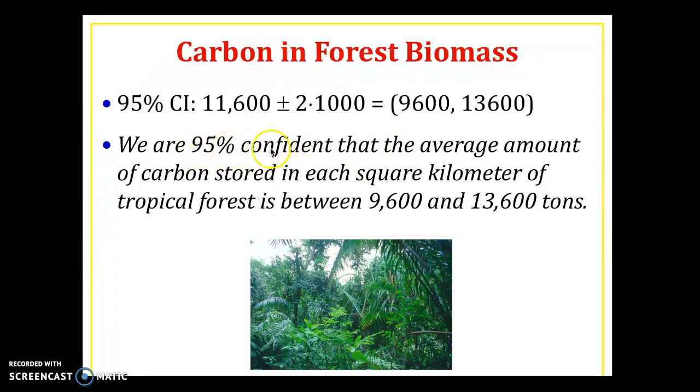So using the correct terminology, 95% confident that the average amount of carbon stored. So we're 95% confident about the population parameter. And notice we include units. So we have an average here, but I want to know what average we are talking about.